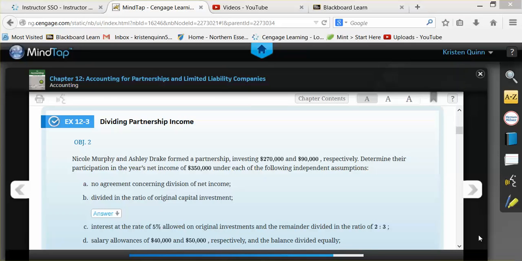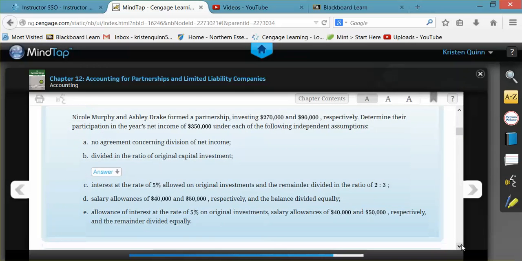In Part A, it says there's no agreement concerning the division of net income. In Part B, it's going to be divided in the ratio of original capital investments. In Part C, there's going to be an interest at a rate of 5% allowed on the original investment, and the remainder to be divided in a ratio of 2:3. In Part D, we'll have salary allowances of $40,000 and $50,000 respectively, and then the balance will be divided equally.